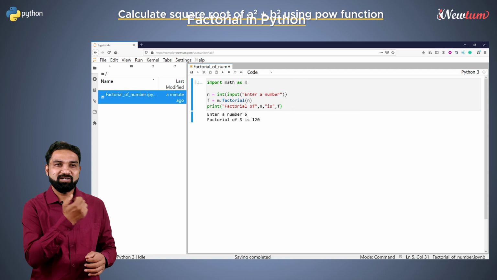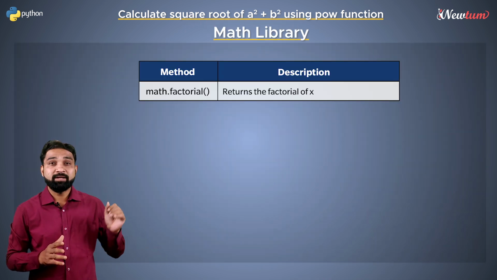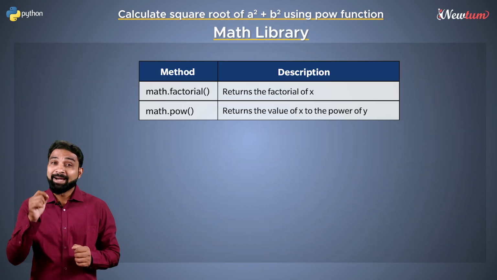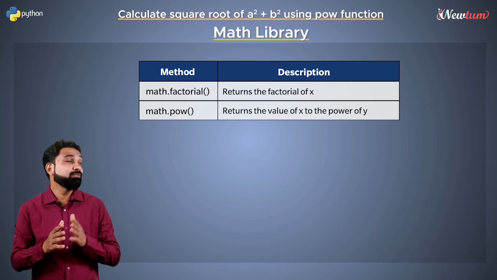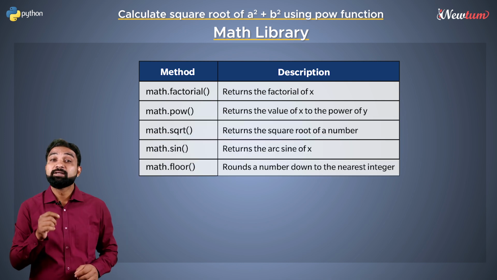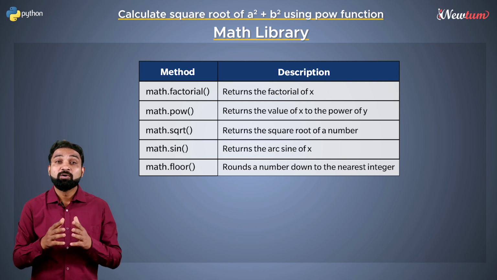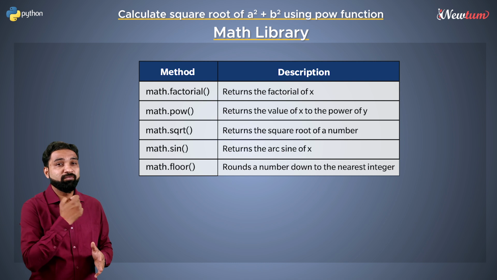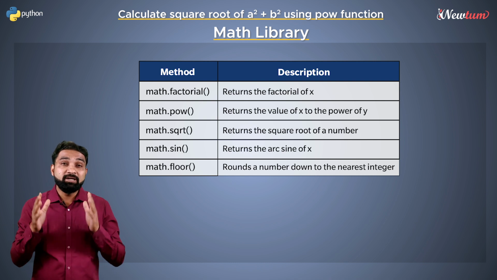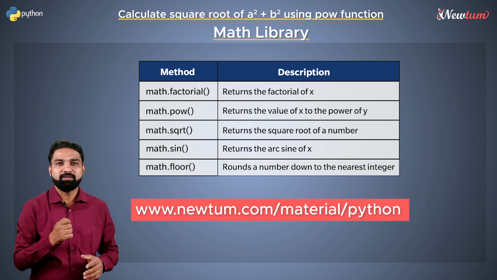That's the correct output. Just like factorial and pow, the math library in Python provides many functions like sin to calculate the sine of an angle or floor to round down a value. The complete list is available in this URL.